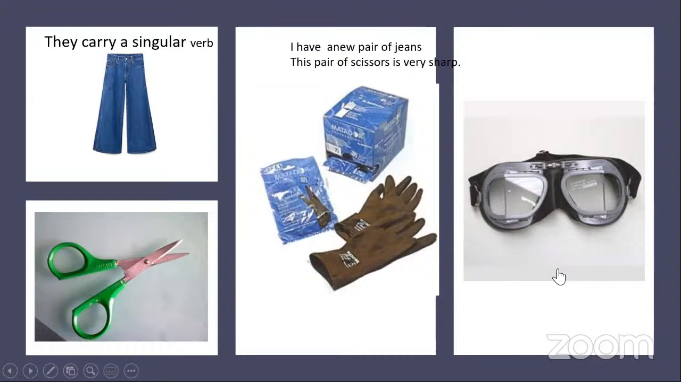So the verbs are not supposed to be plural with them. Here jeans is just one item. A pair of jeans does not mean two jeans, it is one jeans. Either you say a pair of jeans or jeans.